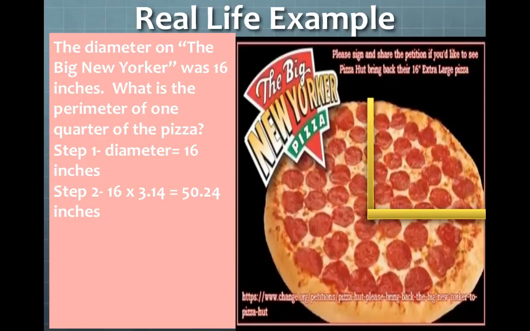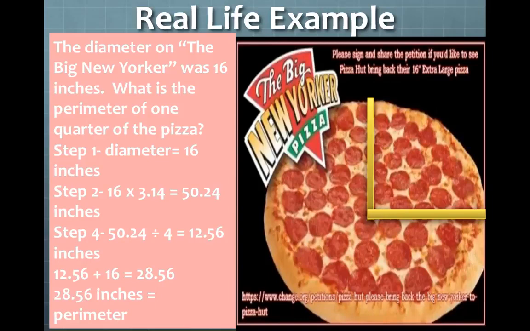However, we're only dealing with 1/4 of it. So we're going to divide it by 4, which is 12.56 inches. I then need to add the radius times 2, or the diameter, which was 16 inches. So 12.56 plus 16 equals 28.56. And that is the perimeter of the quarter pizza.